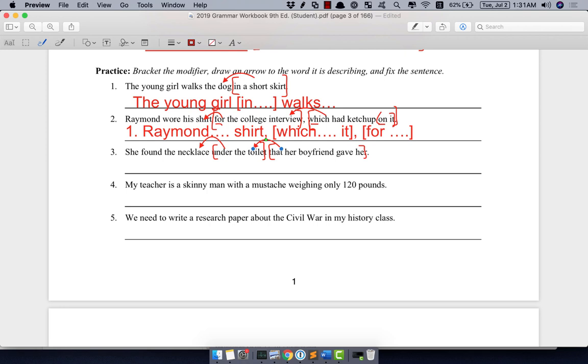But what about this second modifier here, that her boyfriend gave her? That describes the toilet. So that means 她男朋友给她的 toilet, which means 她男朋友给她的马桶. And in English, that's like the toilet that her boyfriend gave her. And this is kind of odd because her boyfriend probably didn't give her a toilet. That would be a really weird gift. So this sentence is incorrect. Now, how do you fix it?